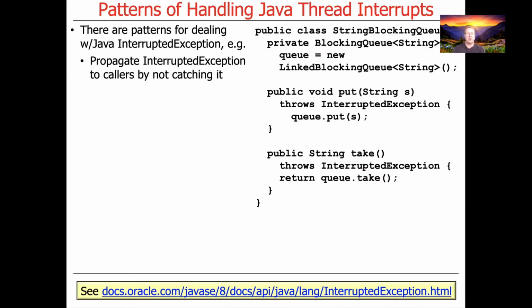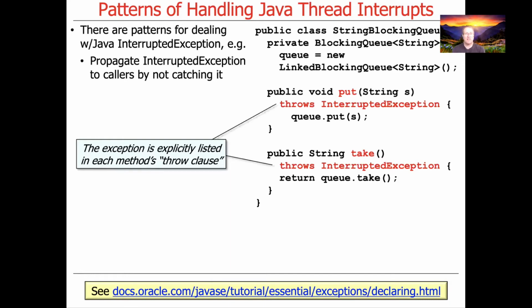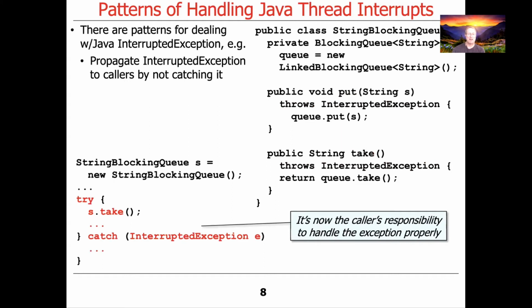One way to do this is to simply propagate the interrupted exception to the caller or callers by simply not catching it. So you'll see here in a second, we're going to have a little example where we define the checked exception portion of a signature for a Java method, and we say this method throws interrupted exception. So for example, put and take on a blocking queue throw interrupted exception. And that's listed in the method's so-called throws clause. And as you'll see here, put and take actually will not catch or handle the exception. They'll simply propagate it up to the caller.